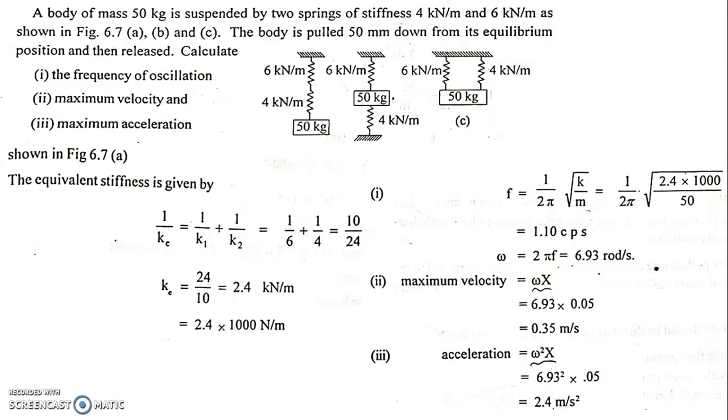The value of 0.05 is obtained from the statement that the body is pulled 50 mm down from its equilibrium position. It is given in the question. The body is pulled 50 mm down from its equilibrium position. So we got the value of x as 0.05. So omega into x will give us the velocity, and omega square into x will give us the acceleration. So we have calculated the acceleration and velocity.